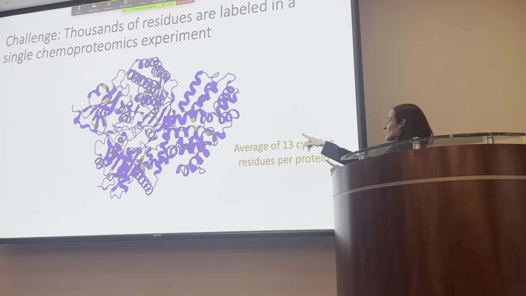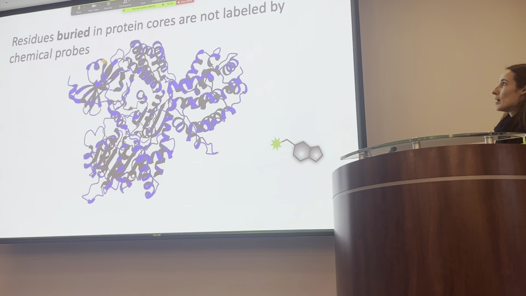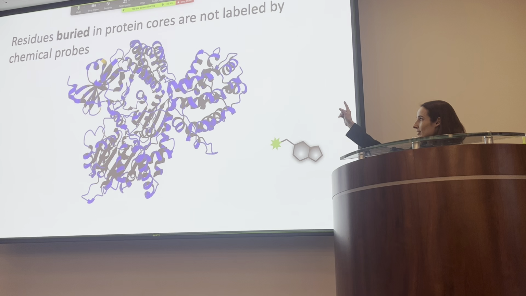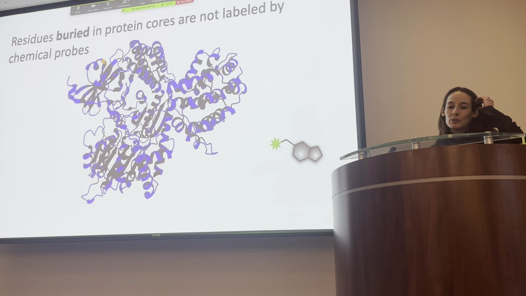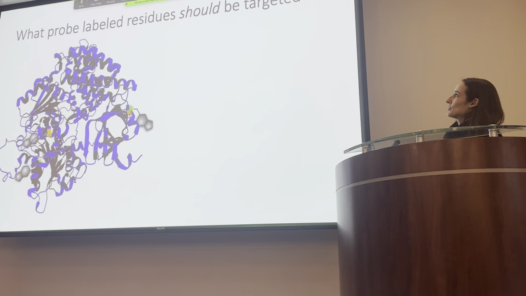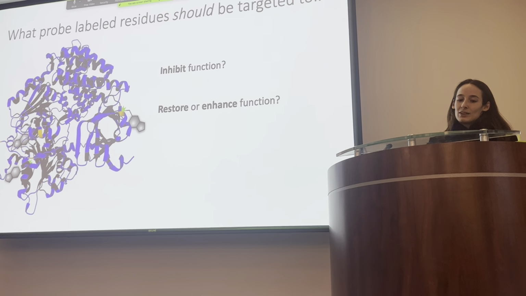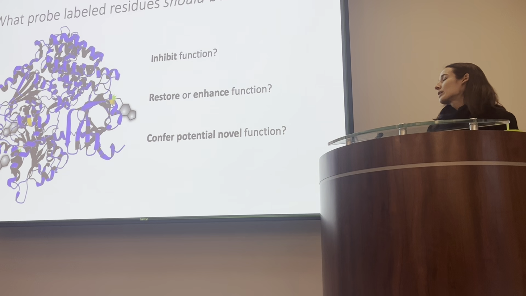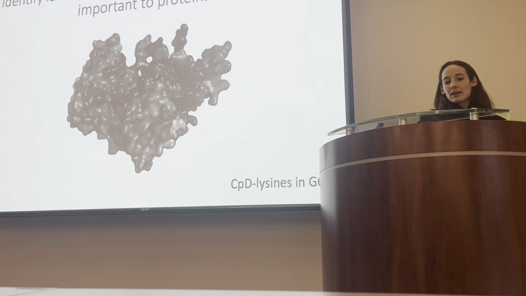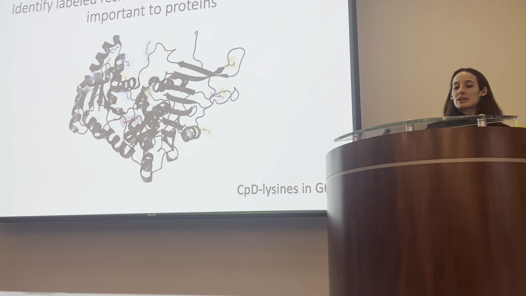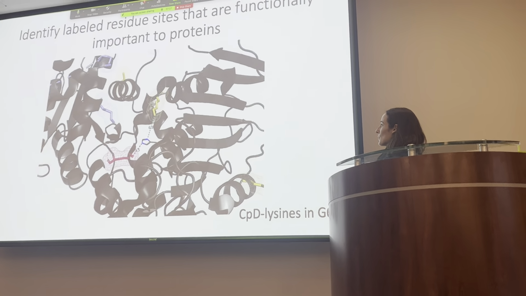Residues that cannot be labeled by a chemical probe are buried, and that's shown here by the black color on the structure. But there are other reasons why a chemical probe can't label or detect a residue, for example, post-translational modification or redox oxidation. But even though you can't detect all residues, of the ones that you can detect, it's still a challenge to figure out which ones you should target, maybe to inhibit the protein function, or restore or enhance function, or confer novel function. So identifying labeled residue sites that are functionally important is the first aim of my project.